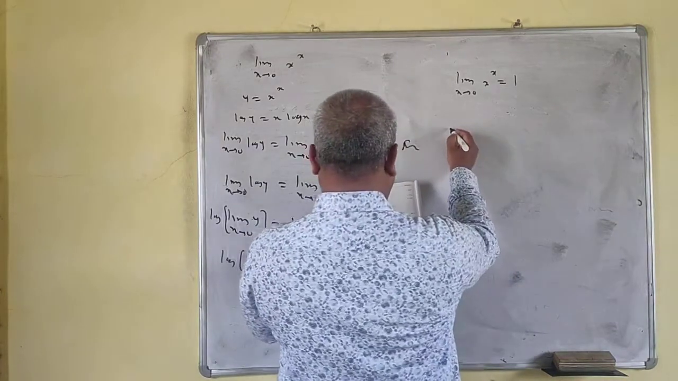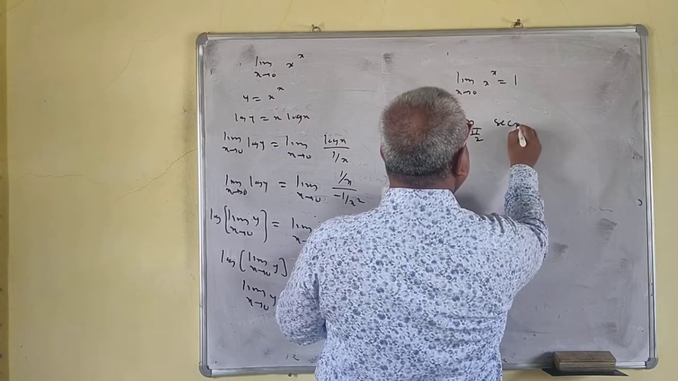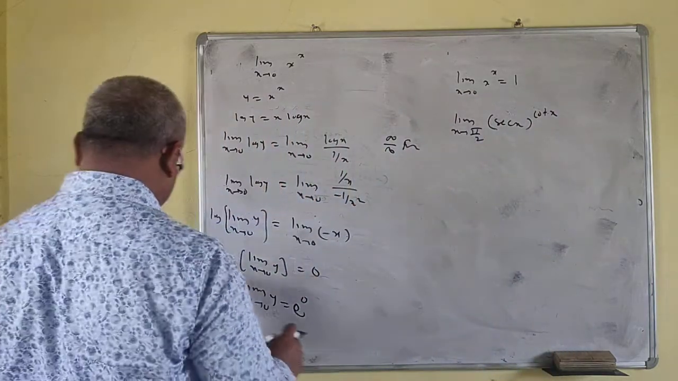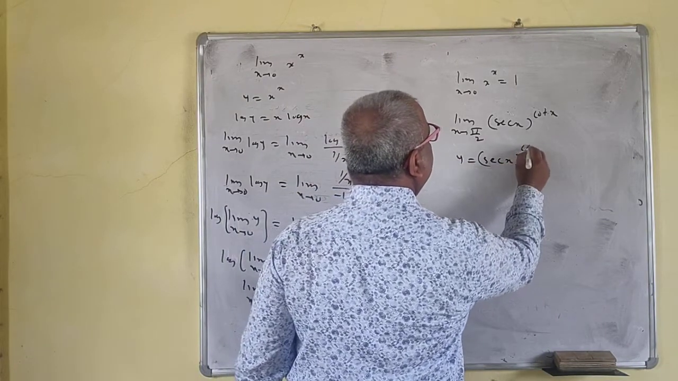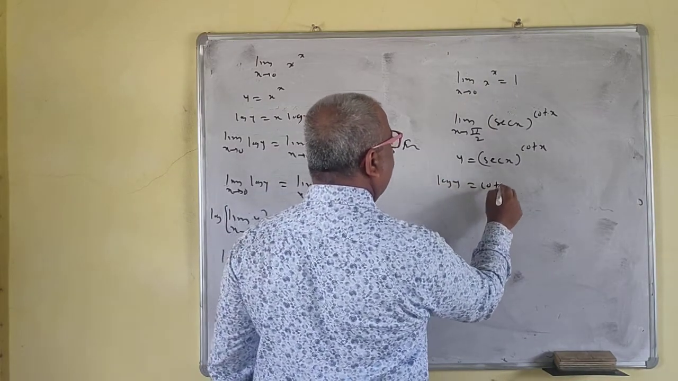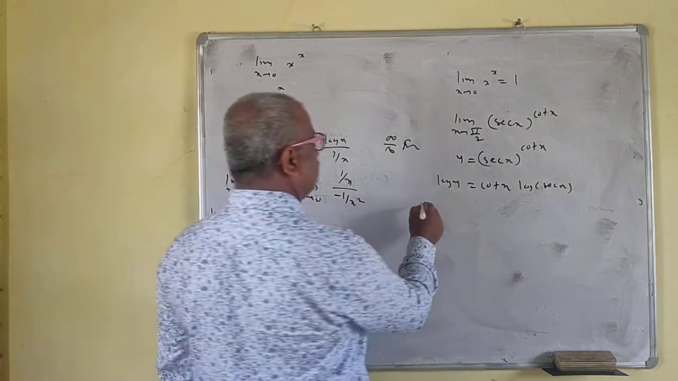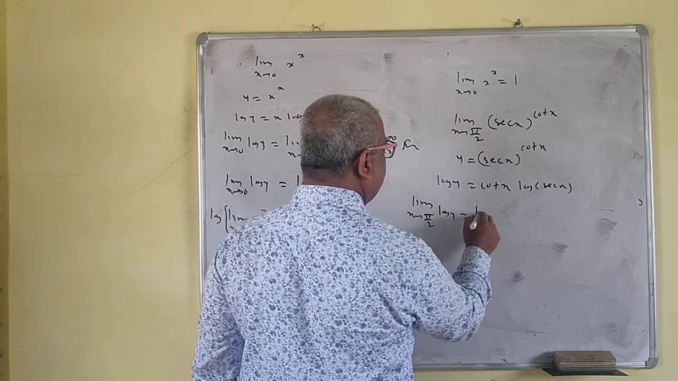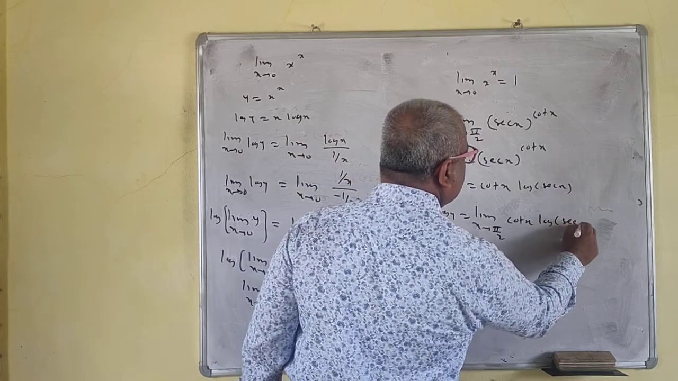Okay, next we'll solve this one. Limit x tends to pi by 2, sec x to the power cot x. Okay, so let y is equal to sec x to the power cot x. Okay, we'll take the log. Log y is equal to cot x log of sec x. Okay, now we'll evaluate the limit now. Limit x tends to pi by 2 log y is equal to limit x tends to pi by 2 cot x into log of sec x.